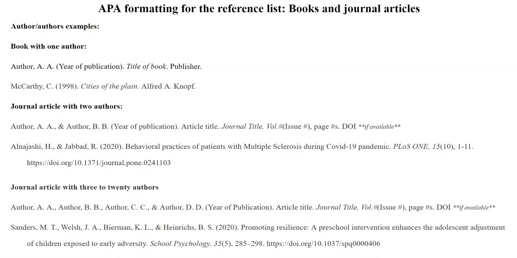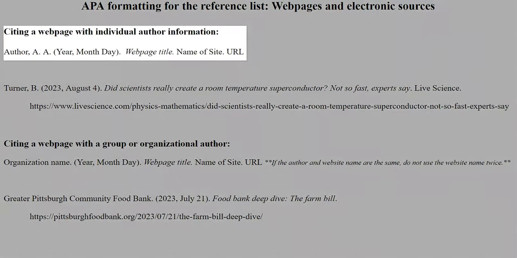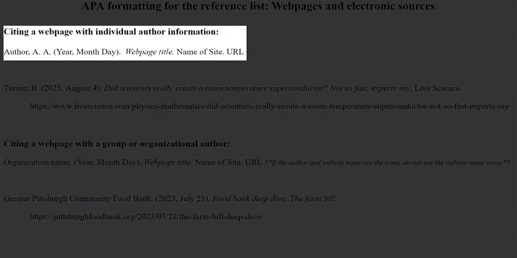Now let's move on to some examples for citing websites and electronic sources in APA format. APA formatting for the reference list, web pages, and electronic sources. Our first example will be citing a web page with individual author information available. Here's the format. Author's last name, comma, first initial, period, middle initial if available, period, parentheses, year, month, day, page title in italics, period, name of the site, period, and the URL.